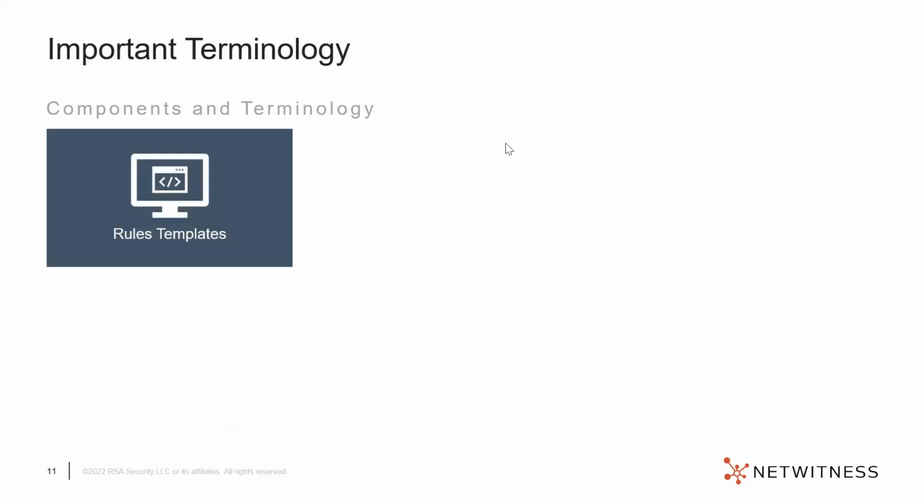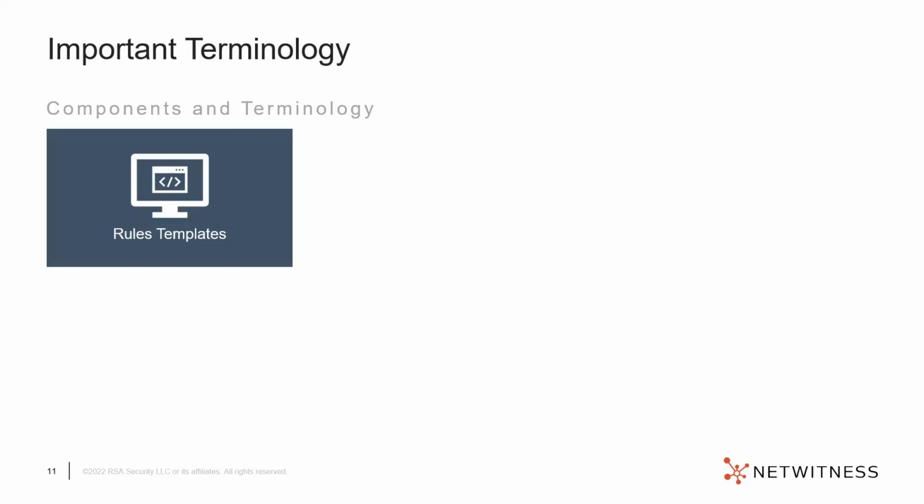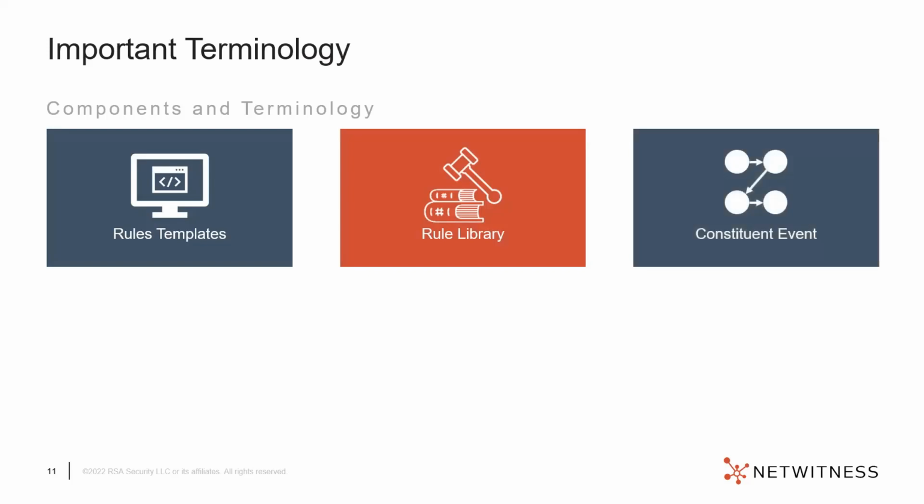Let's now introduce some important terminology that is of great value during this session and maybe even afterwards. Rule templates are responsible for converting what you write in the NetWitness UI into code so ESA can understand it, while a rule library is a list of all the ESA rules that have been created. So don't get confused between both of them. We also have a constituent event, which is a term we use to talk about all the events involved in an alert, including the triggering event.